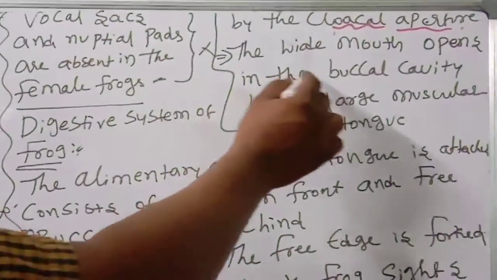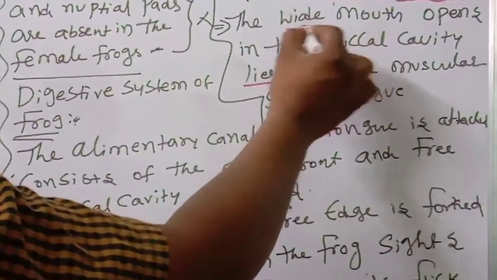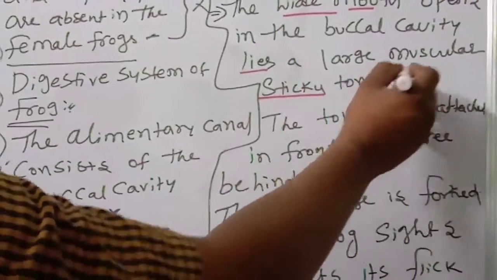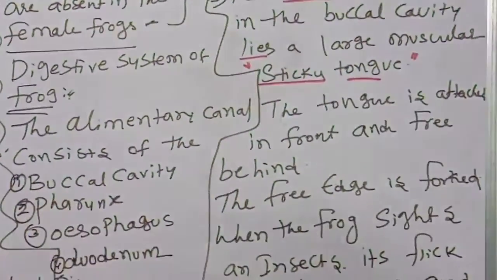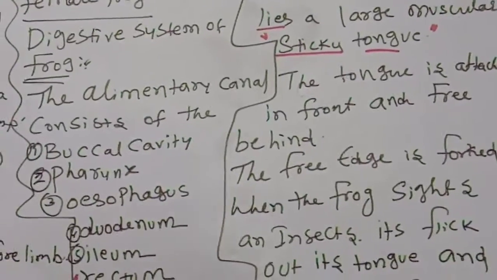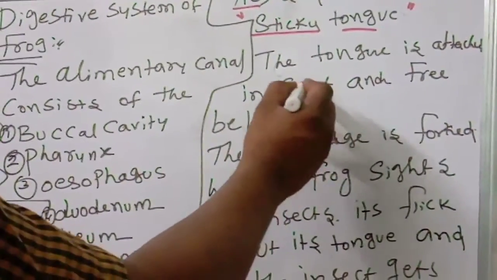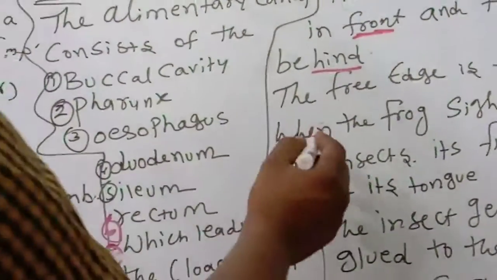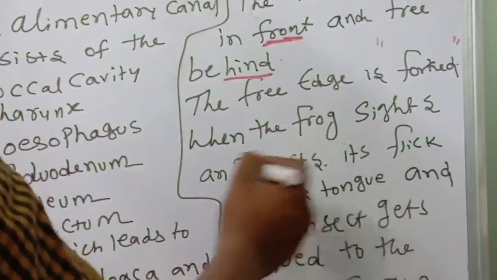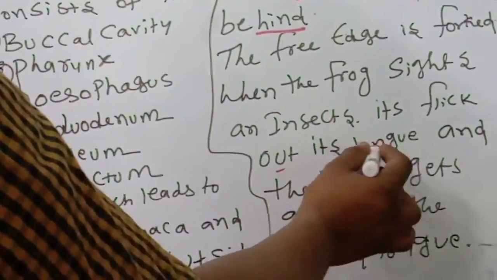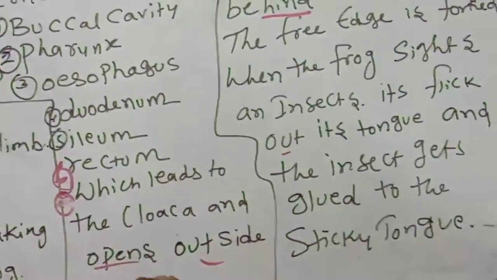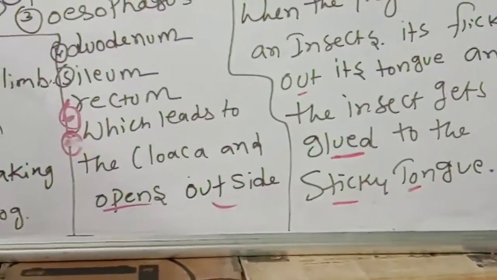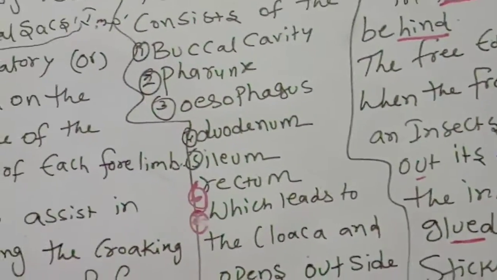The wide mouth opens in the buccal cavity, where lies a large muscular sticky tongue. Sticky means it will stick the particles. The tongue is attached in front, the front part attached and the free part behind. The free edge is forked. When the frog sights insects, it flicks out its tongue, and the insect gets glued to the sticky tongue.